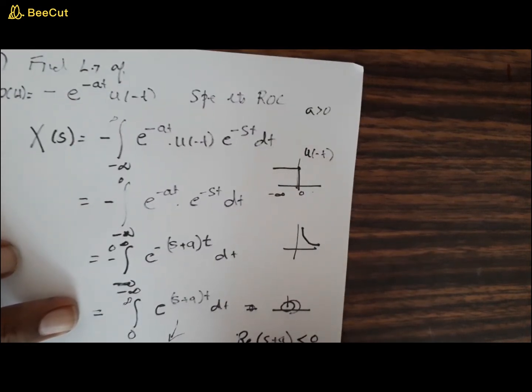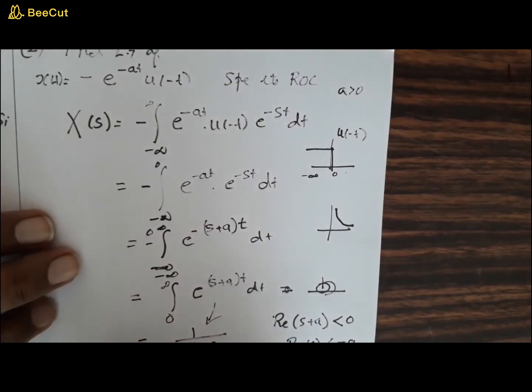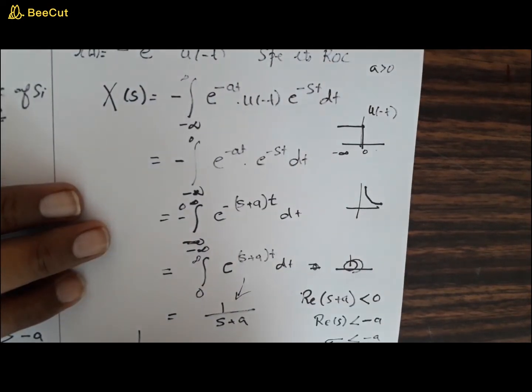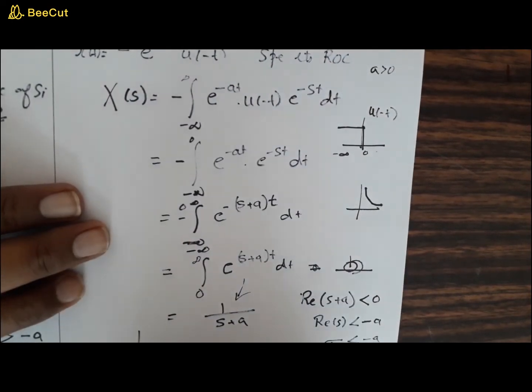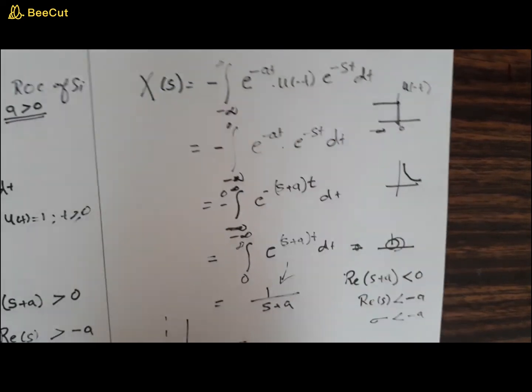So that is, the real part of s is less than minus a, or sigma is less than minus a. So you can draw this region of convergence. What is sigma minus a? Sigma minus a will be coming around here. So this is the s plane. Now what is sigma less than minus a? It is the region to the left.